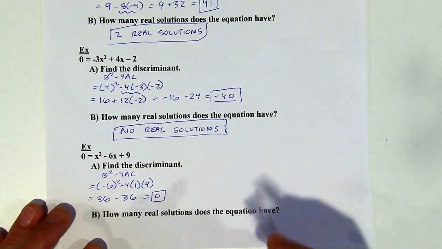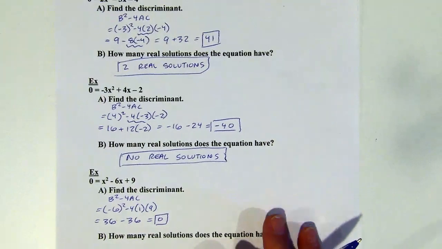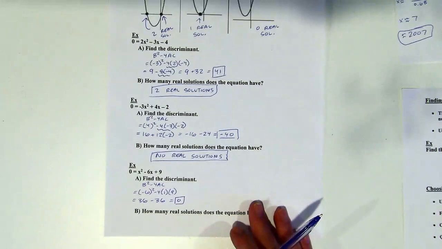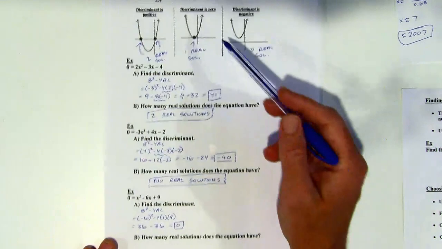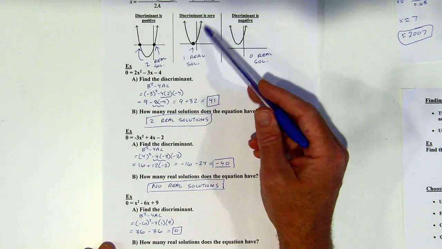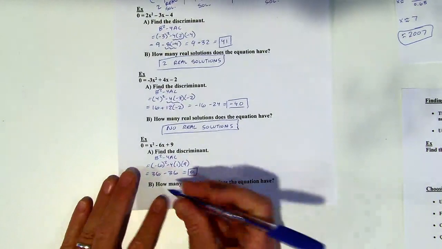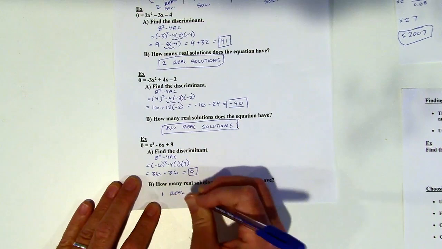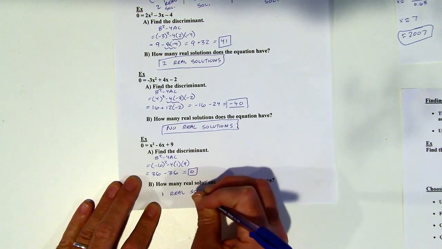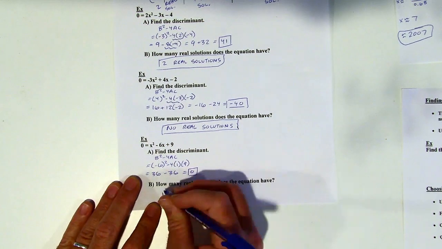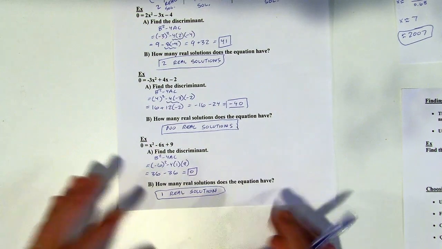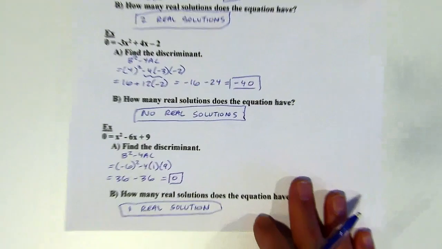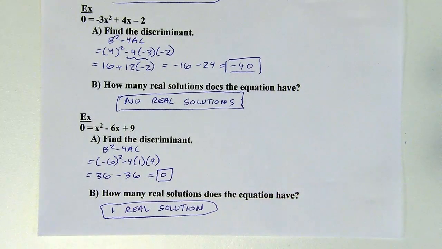That doesn't mean there's 0 solutions, so that's a common mistake I see on these. A lot of times people say, oh, discriminant 0, 0 real solutions. But if you go back up to the chart, when the discriminant is 0, you have 1 real solution. And the reason why is because you'd be adding and subtracting the square root of 0. So you'd be adding and subtracting 0 to something, and that wouldn't change the value of it, but you'd still have that 1 solution there.